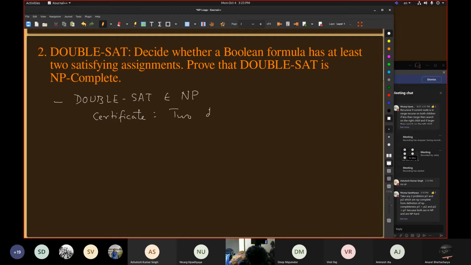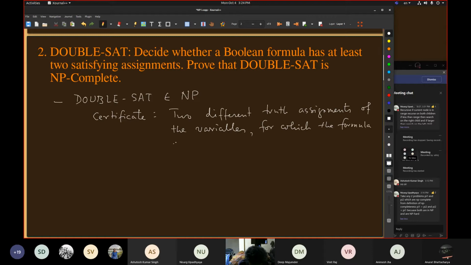two different truth assignments of the variables for which the formula evaluates to true, or one, or whatever you say.